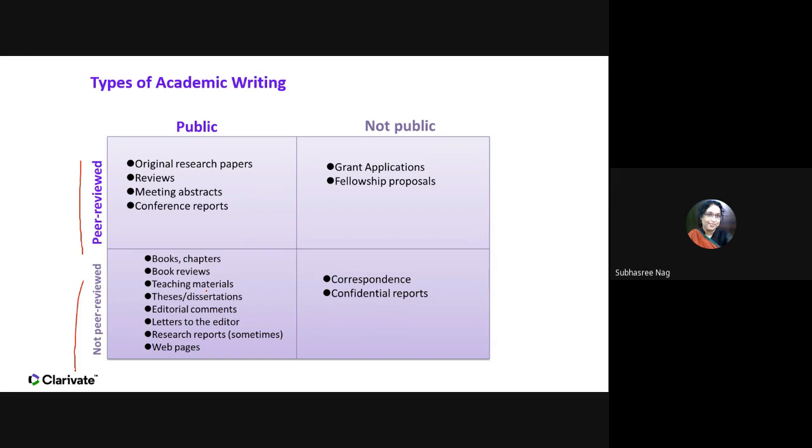Then there are also letters to editors and sometimes some kinds of research reports which do not go through a formal peer review process. Many times, book chapters, especially those which are solicited, where experts in a field are asked to write a book chapter, are typically not peer reviewed, because the idea here is that he or she is an expert in the field, and therefore this is an expert contribution. It need not undergo the peer review process.